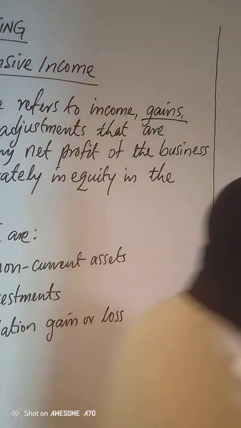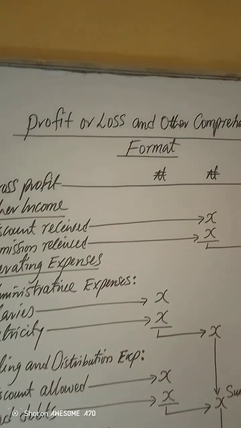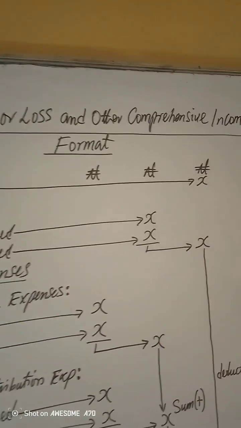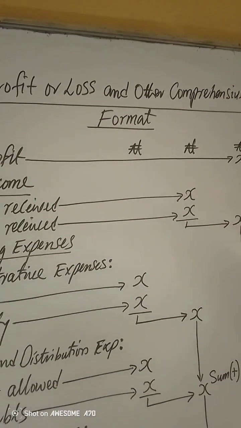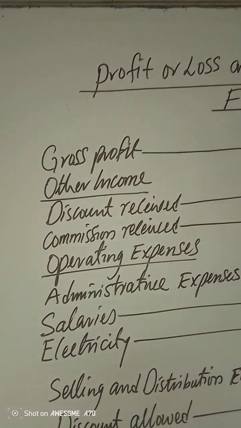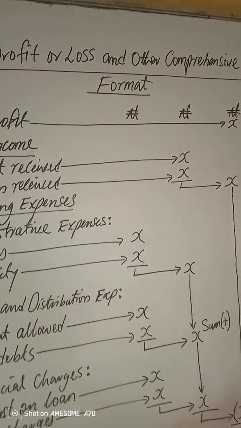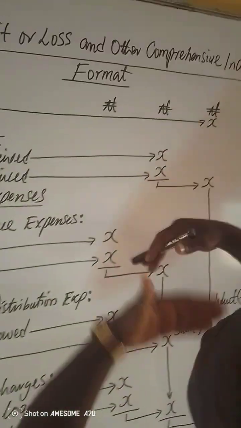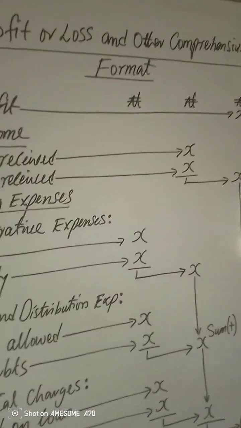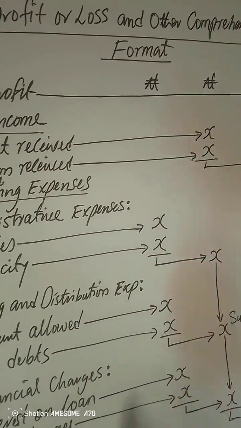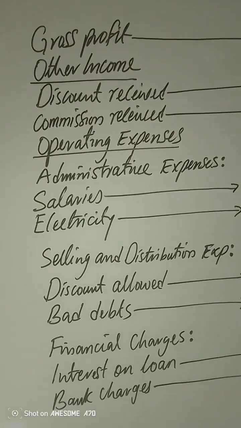So now, let's quickly go to the format of profit or loss and other comprehensive income. This is the format. Mind you, in the previous class, we were able to present the trading account and we were able to get net profits. After getting your net profit, the next thing is a continuation. You are not to close it. This is a continuation of the format of trading. You're not going to prepare them separately. By the time we finish, we're going to take a question that will join all these sessions into one. But this is just a continuation from the previous class.